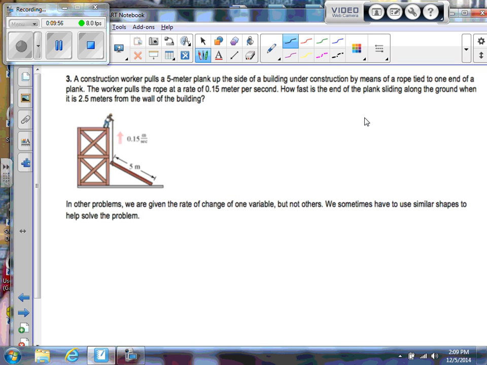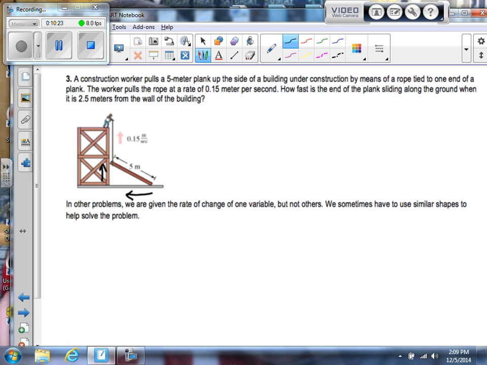Okay, so the next one says a construction worker pulls a 5-meter plank up the side of a building under construction by means of a rope tied to one end of the plank. The worker pulls the rope at a rate of 15 meters per second. How fast is the end of the plank sliding along the ground when it is 2.5 meters from the wall of the building? Do you guys understand this drawing? Can you see it? So he's pulling up on the rope, and this bottom is going in like that. And then this is going up. Yeah, it's kind of weird, isn't it?